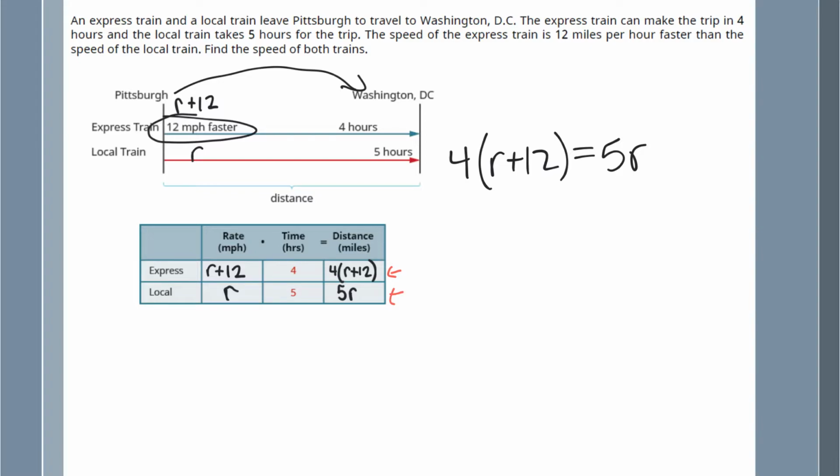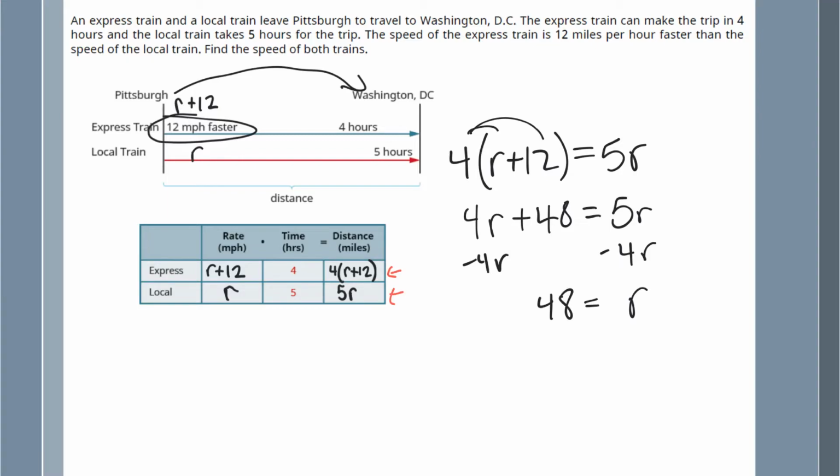We've created an equation. We have one variable, r. We can solve for that r by following the rules of solving equations. So all we have to do is distribute. Get all our like terms on one side by taking away 4r. And by doing that, we have our solution, which is r equals 48.